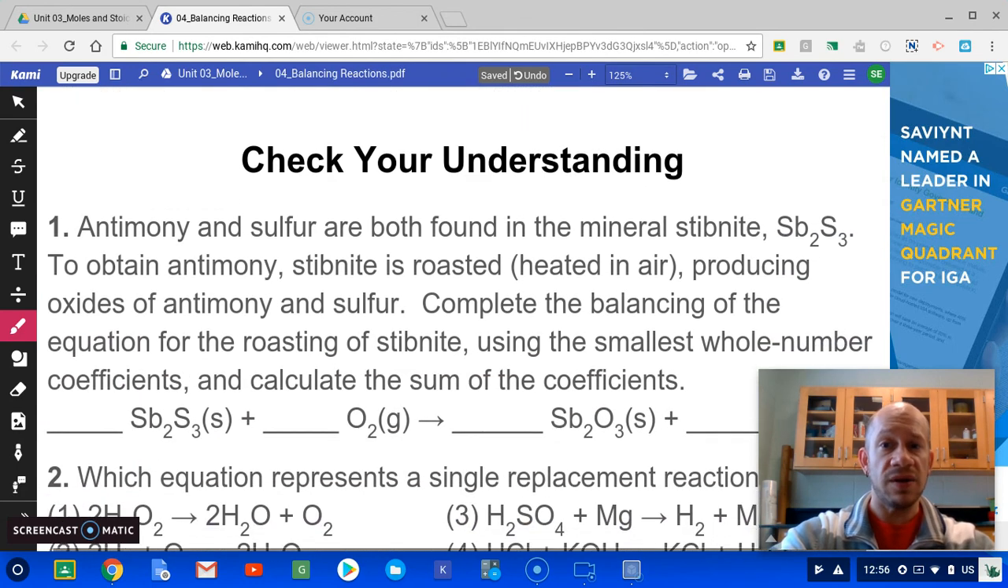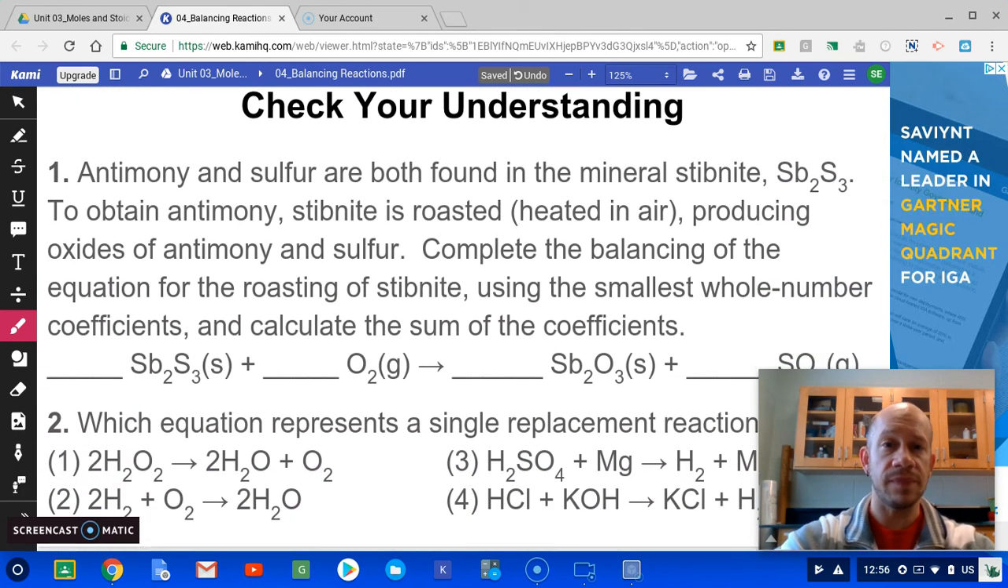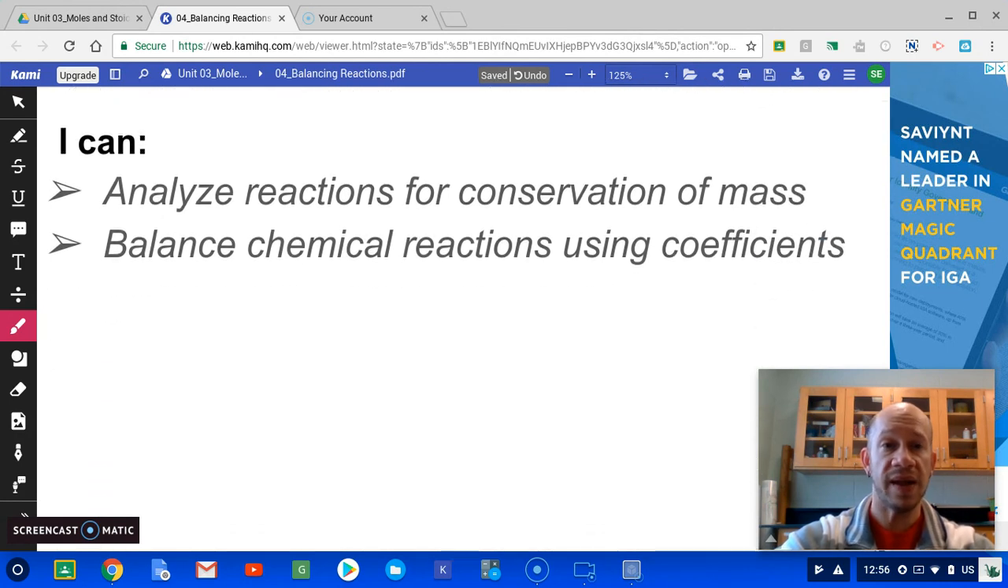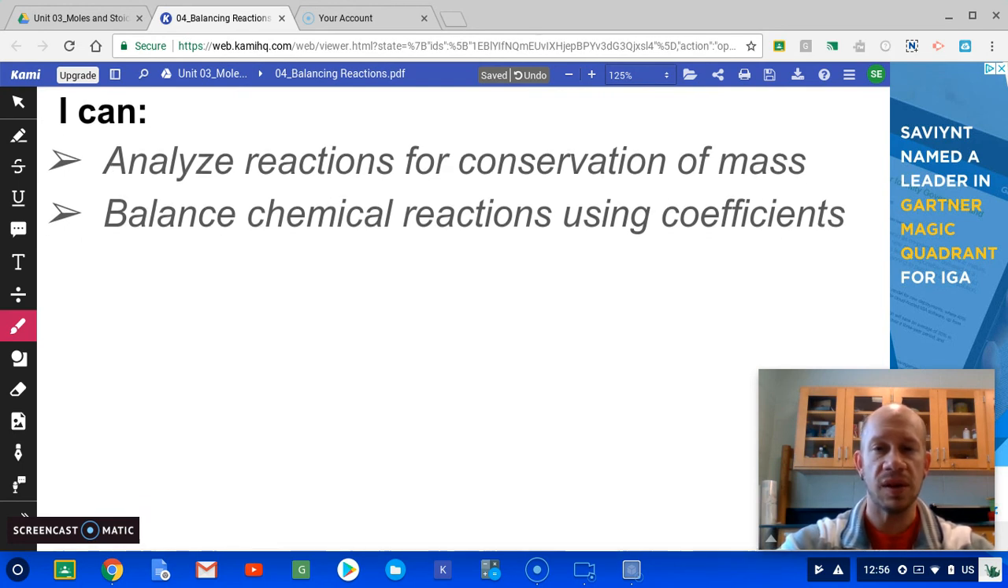So check your understanding, and you are now able to analyze reactions for conservation of mass and balance chemical reactions using coefficients.